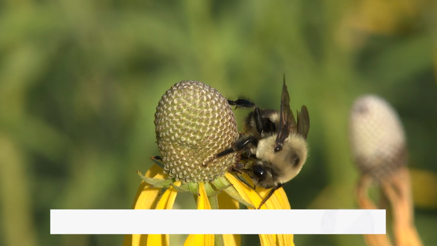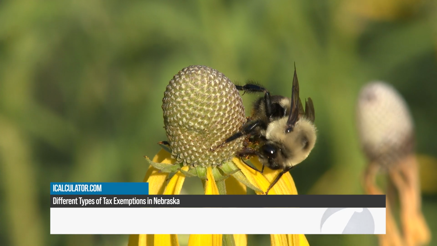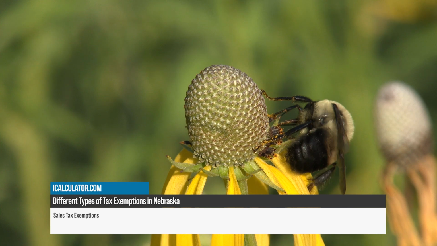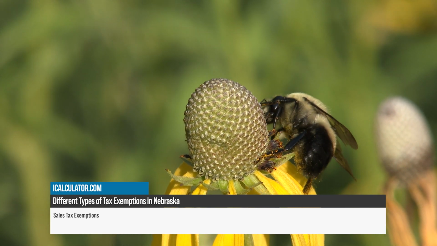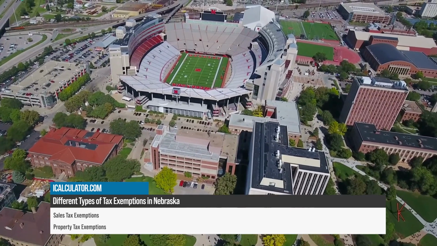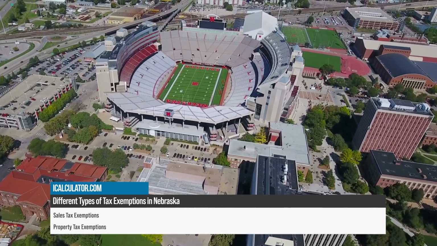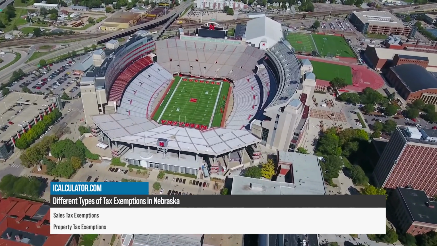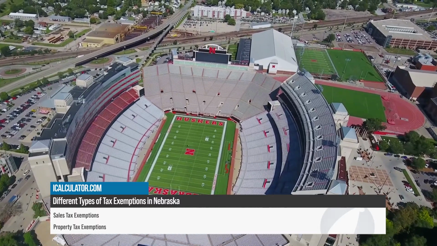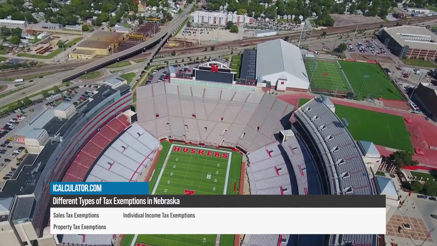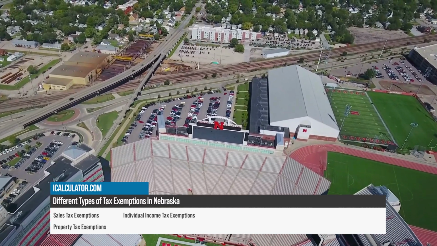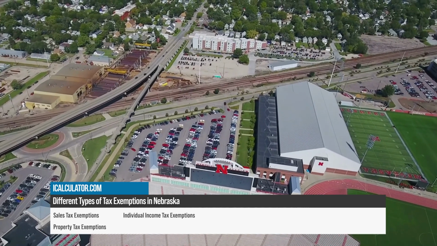There are various tax exemptions available in Nebraska, including sales tax exemptions. Exemptions include groceries, prescription medications, certain agricultural supplies, and manufacturing equipment. Property tax exemptions. Exemptions include the homestead exemption for primary residences, exemptions for seniors, veterans, disabled individuals, and certain types of agricultural and conservation land. Individual income tax exemptions. Exemptions include certain retirement income, Social Security benefits, and specific types of interest and dividends.